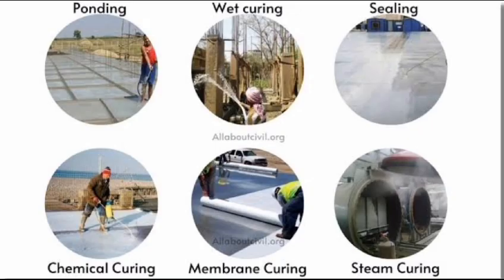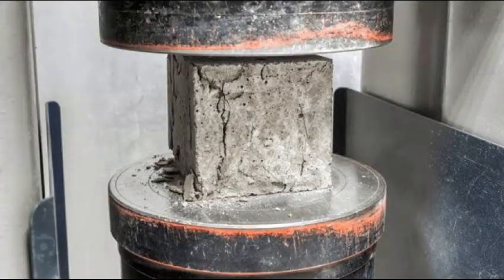There are different methods of curing, that is water curing, membrane curing, steam curing and covering with wet materials. So here we used pond curing, that is water curing. After curing, concrete cubes are often tested for compressive strength. This test is typically done at specific intervals such as 3, 7, and 28 days after casting.